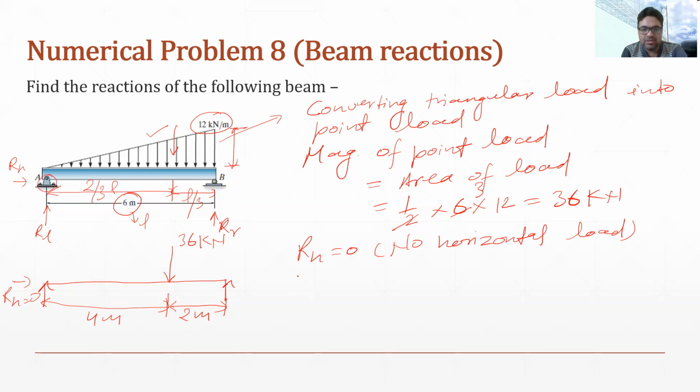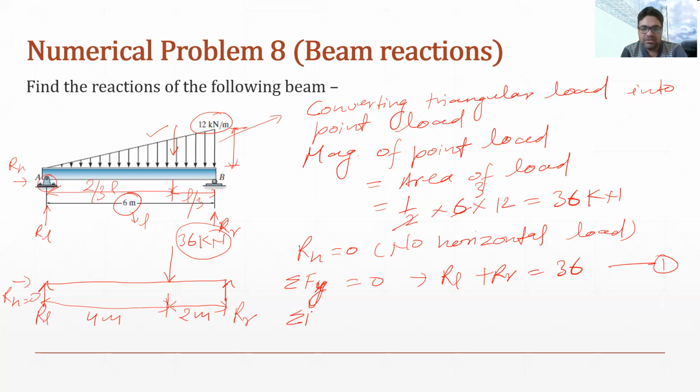So now we will use the second equation, which is summation of Fy is equal to 0. So summation of Fy means the algebraic sum of all the vertical forces should be 0. So there are three forces actually. One is RL, second is RR in the form of reaction, and the third force is the external load, which we have just converted into a point load. So this time it will be written as RL plus RR equals 36. So I'm writing this as equation 1.